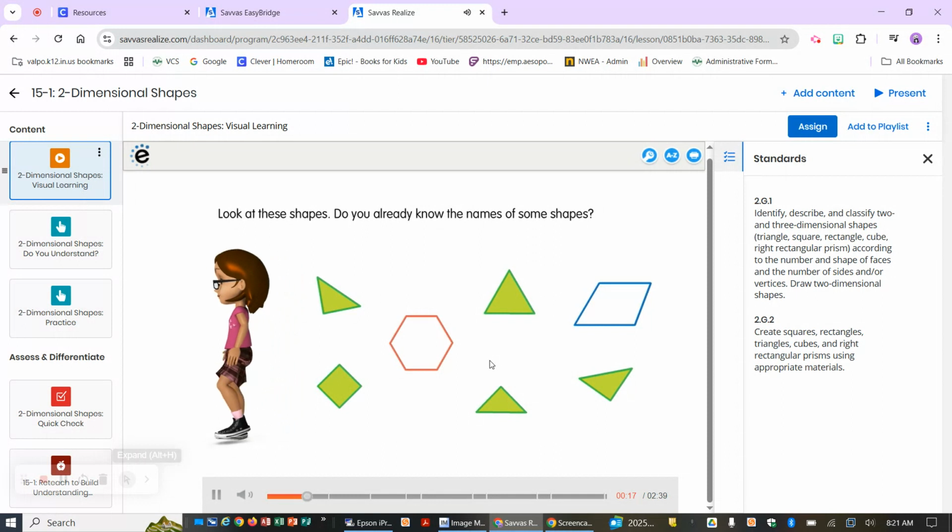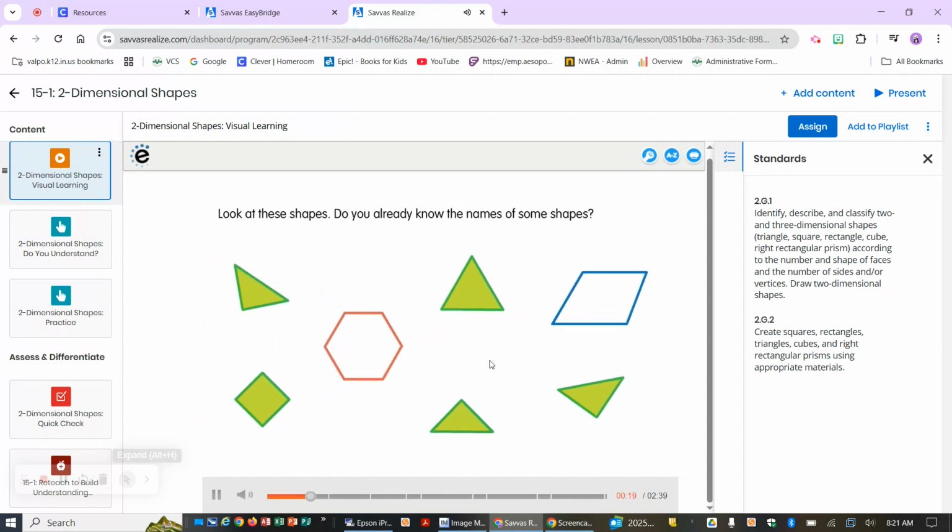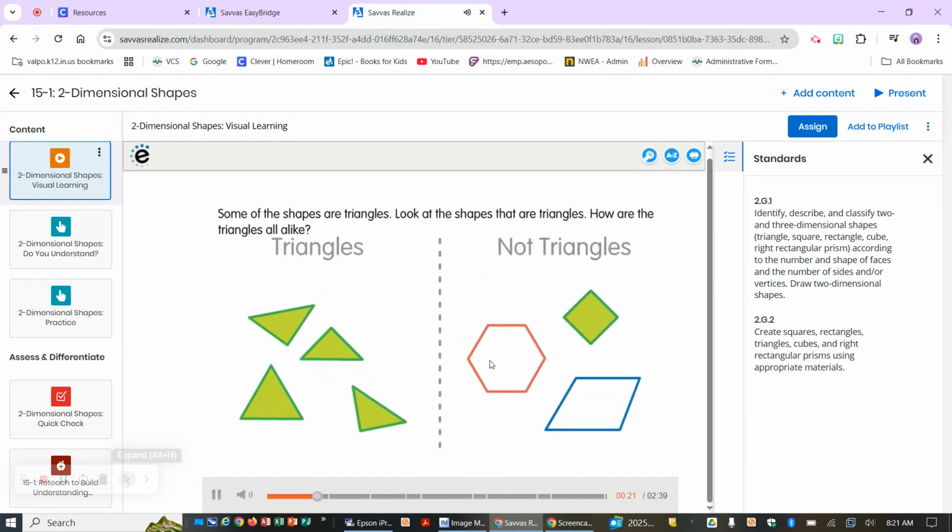Look at these shapes. Do you already know the names of some shapes? Some of the shapes are triangles. Look at the shapes that are triangles. How are the triangles all alike? Okay, when we look at these shapes that are triangles, or when we look at shapes at all, we can count things like their corners, we can count things like the number of sides, and hopefully you're noticing that all of the triangles have 3 sides and 3 corners or vertices. Vertices is the word that we use for corners.